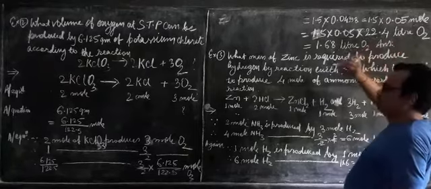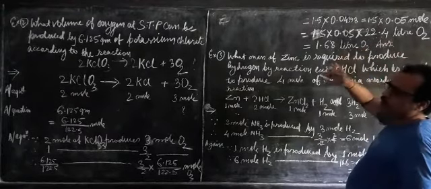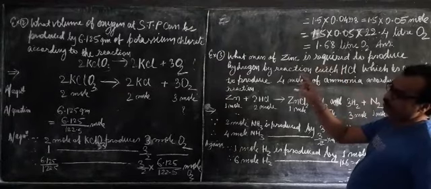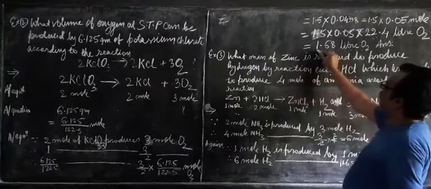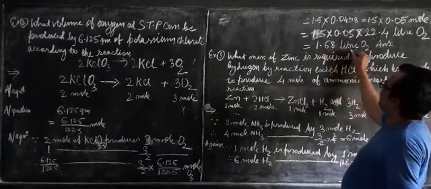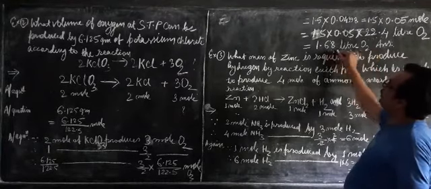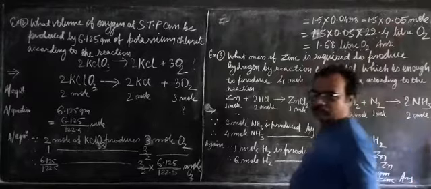So this is your answer. That means 6.125 gram of potassium chlorate would produce 1.68 liter of oxygen at STP.